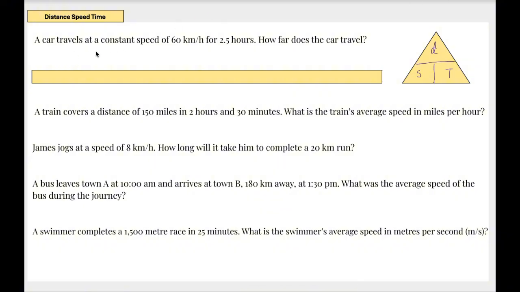So a car travels at a constant speed of 60 kilometers an hour for 2.5 hours. How far does the car travel? So it's asking us for the distance. We need to find the distance. How far does it travel? Now, this is my very poor attempt of my triangle.